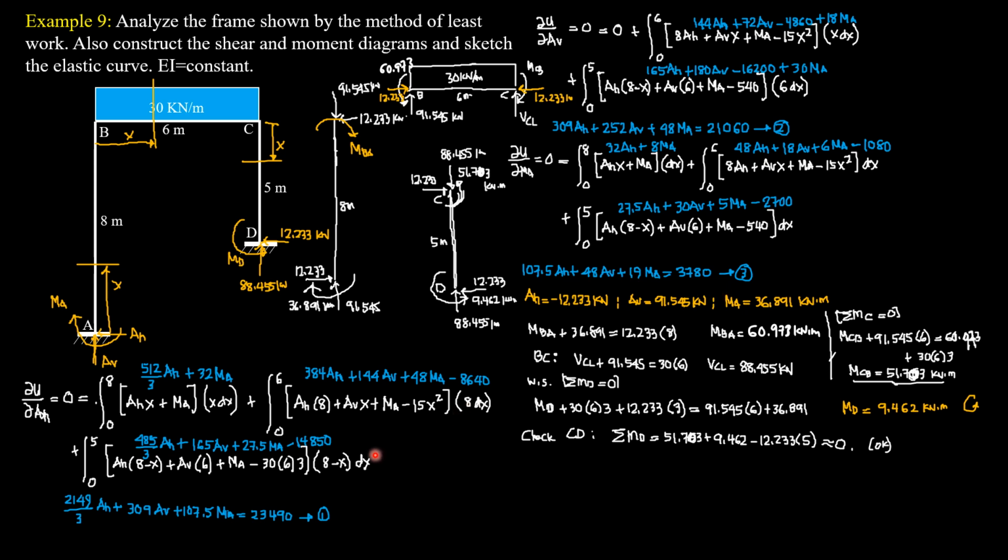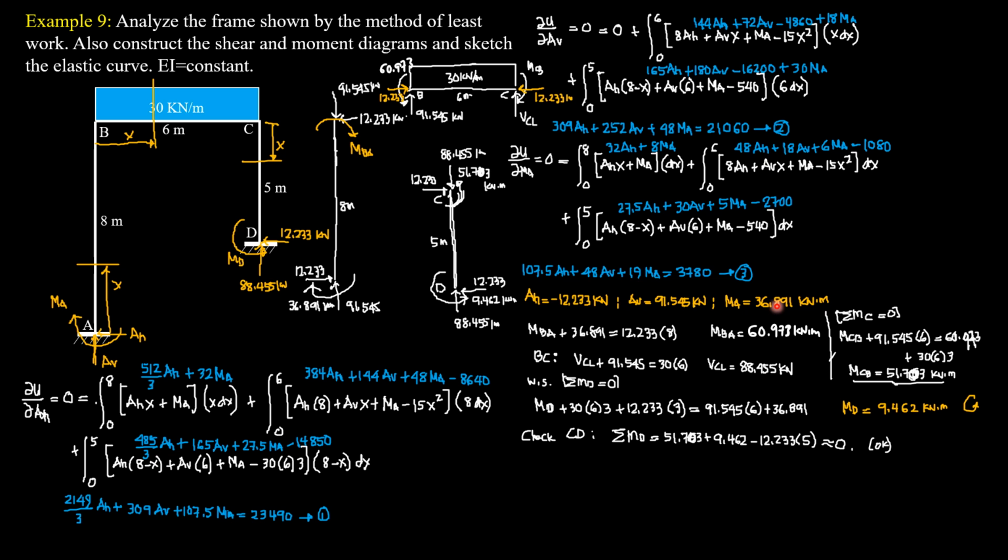Solving these three equations simultaneously, equations 1, 2, and 3, we get AH equals negative 12.233 kilonewton, so it means it is rightward. AV is 91.545 kilonewton, so it means it is upward, positive as assumed. Then MA is 36.891 kilonewton meter, so it means that it is clockwise as assumed.